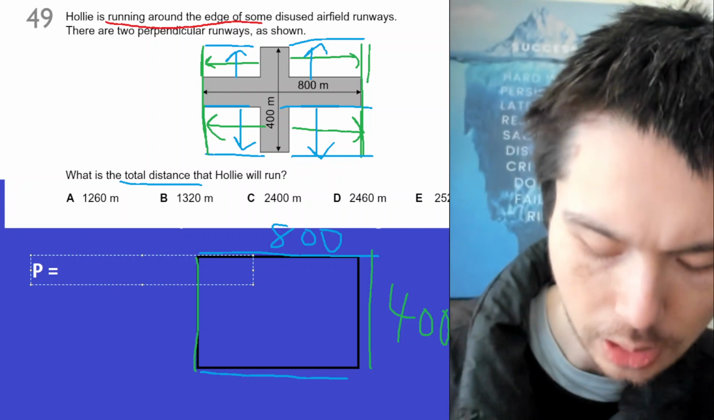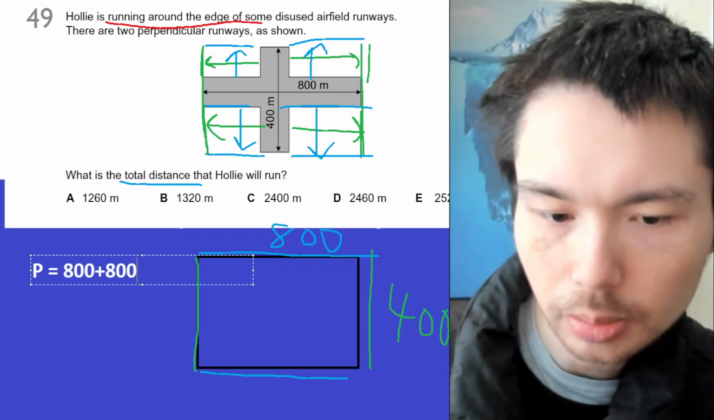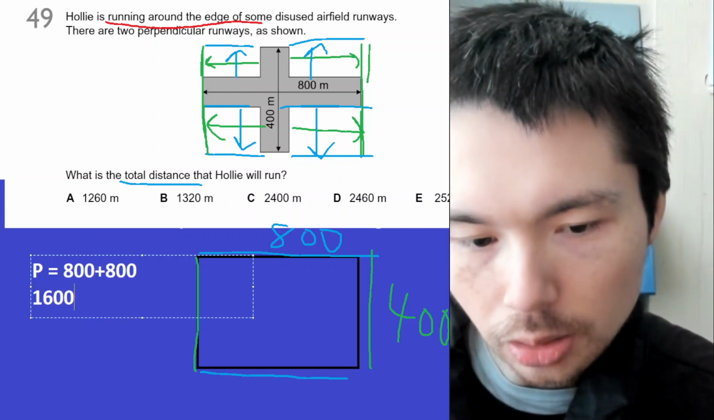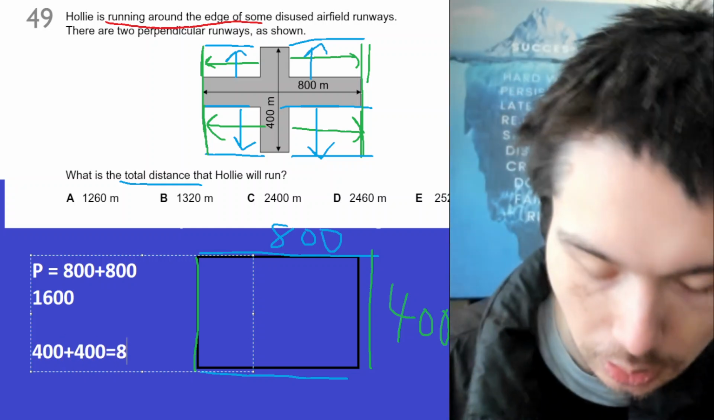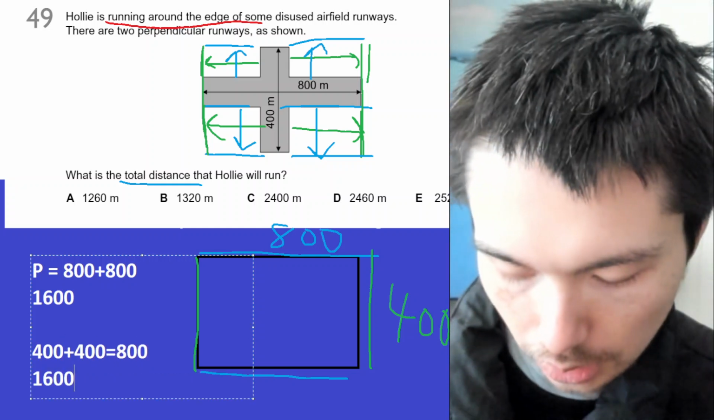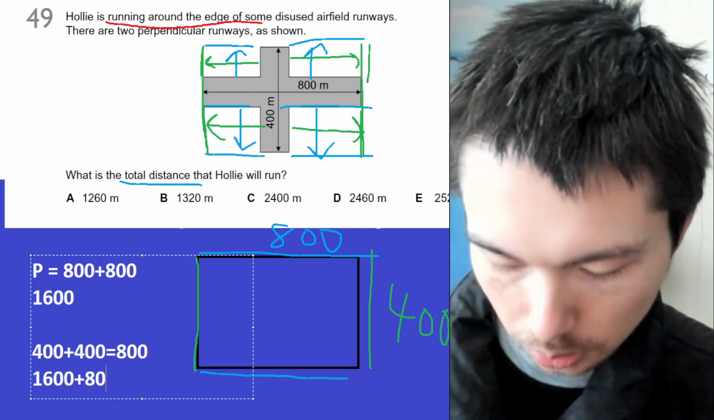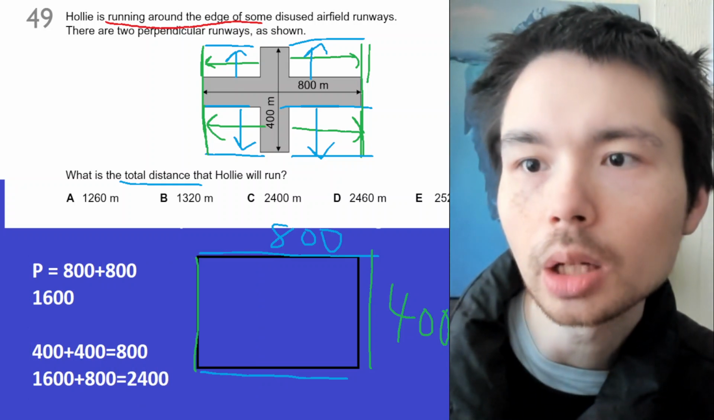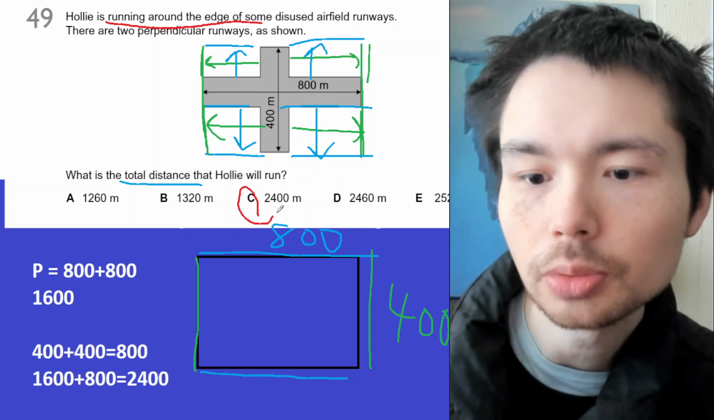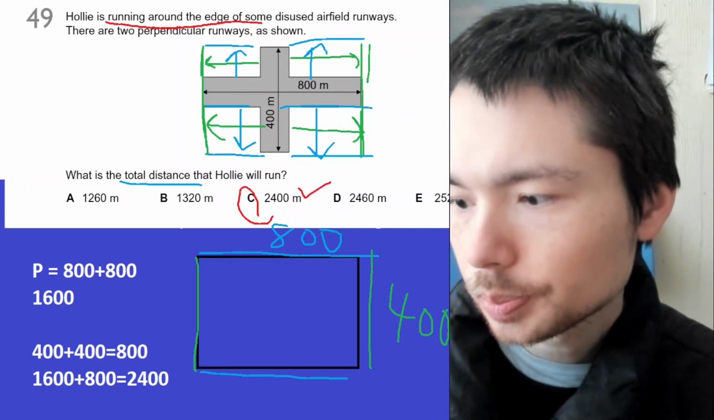Going round the outside, 800 plus 800, 1600. Then you add again 400 plus 400, 800. And then we have it, 1600 plus 800 equals 2400. Good. That will be your answer. Put it. 2400, tick.